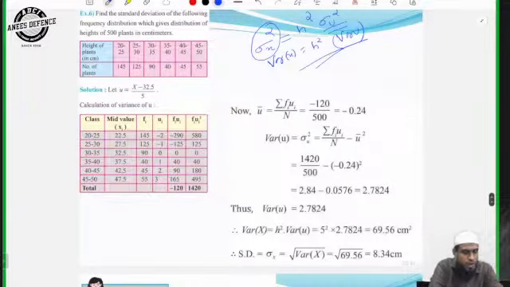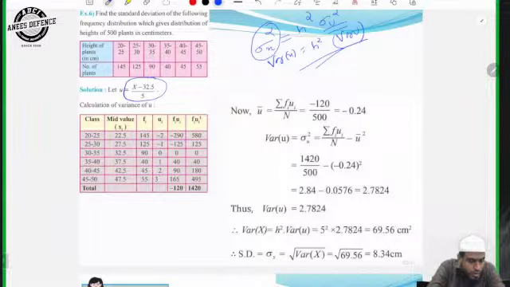The next problem is similar to the same case. Here u is (x minus 32.5) divided by 5. Here 32.5: 1, 2, 3, 4, 5, 6, so these are the middle values. So this 32.5 is considered as the value of A. So (x minus 32.5) divided by the class width, that is h equal to 5. Just apply that and calculate all the values of ui. So you are getting fi ui square. Just substitute in this formula.